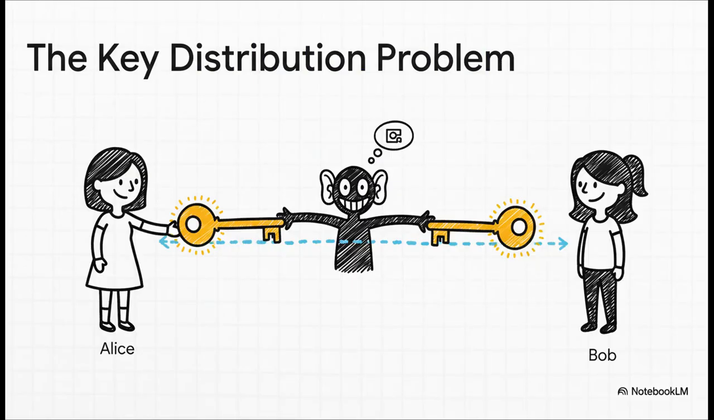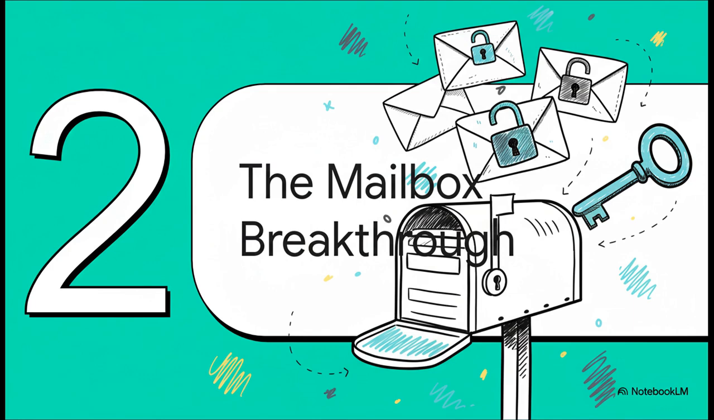But here is the massive dilemma. What if Alice and Bob are on opposite sides of the world? How does she get him his copy of the key? If she sends it over an open channel like the internet, some snooper, an eavesdropper, can just copy it, and now the bad guy has a key to their secure safe. This is what's known as the key distribution problem, and it is a huge, huge hurdle. So, how did we solve this?